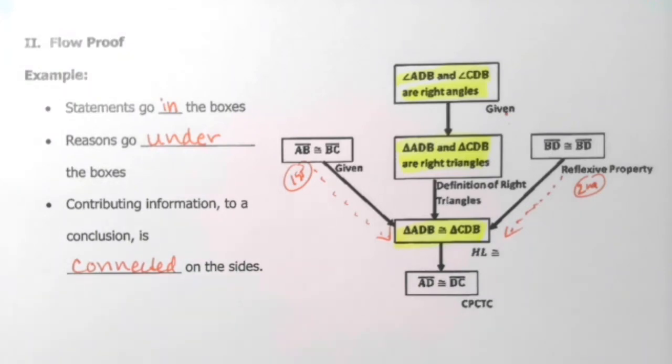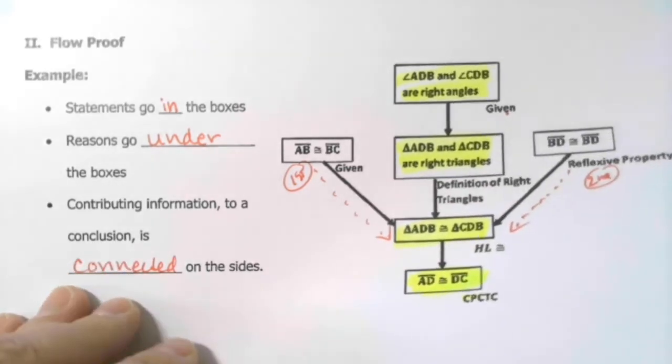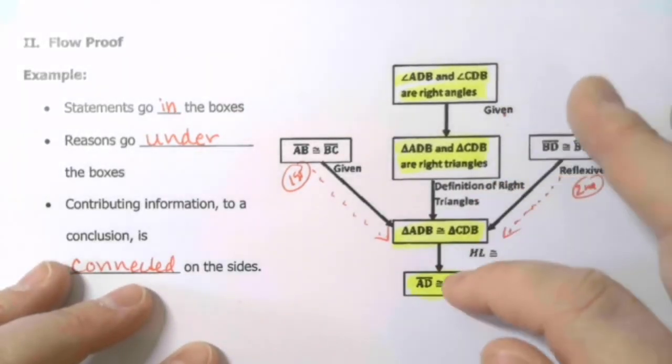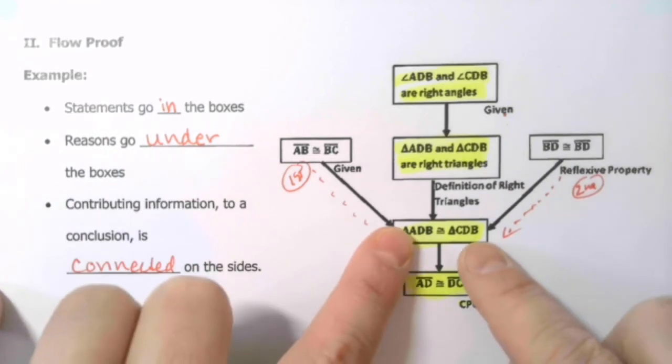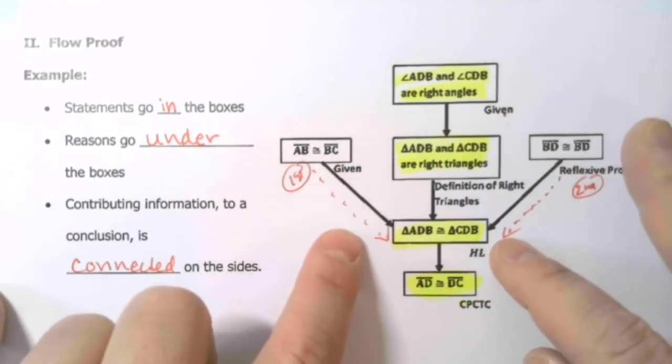And then what we want out of this is AD congruent to DC. Corresponding parts of congruent triangles are congruent. So that's how a flowchart proof works. You've got your primary statements down the middle. If you need more than one piece of contributing information, the extra pieces become wings. All right, let's flip the page.